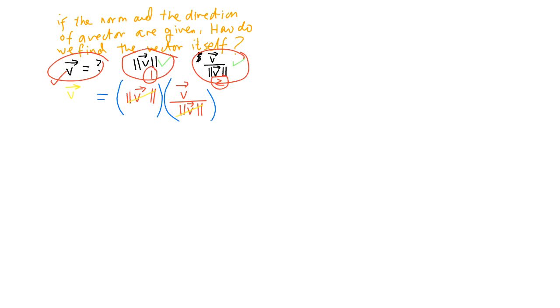Yes, exactly, Fatma. So if you want to determine the vector V out of the magnitude and direction, just multiply what? Multiply the magnitude of this vector times its direction. So this is the norm, and this is the direction.